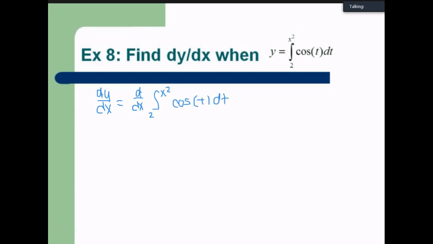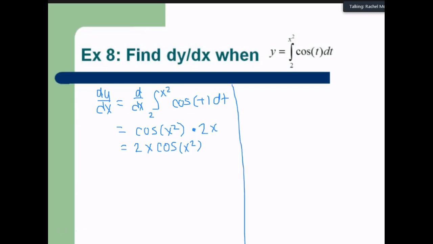So that equals cosine x squared. However, that upper bound is not x. So according to the rule, you have to multiply by its derivative, which is 2x. So this answer is 2x cosine x squared.